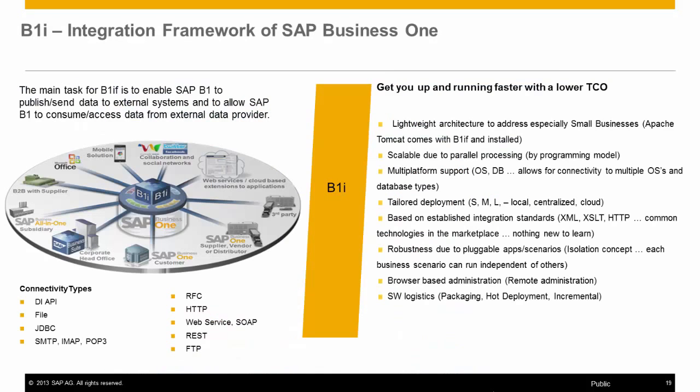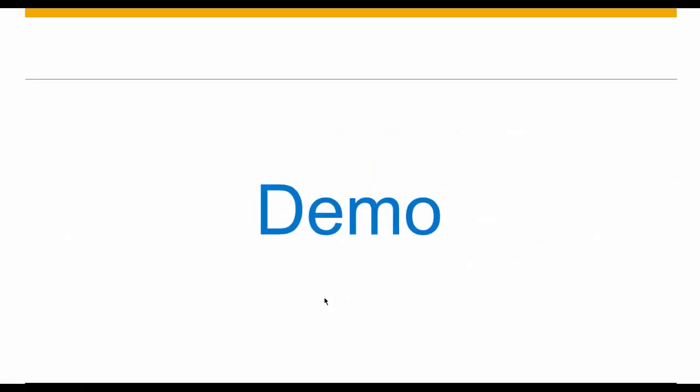As shown, the main task for the SAP Business One Integration Framework is to enable SAP Business One to publish and send data to SAP systems as well as external systems, and to consume and access data from any external data provider. You can see the many connectivity types available, such as flat file, web services, JDBC, FTP, and many more. These are built-in connectivity types and ready for use once the solution is installed. Let's look at a demo.